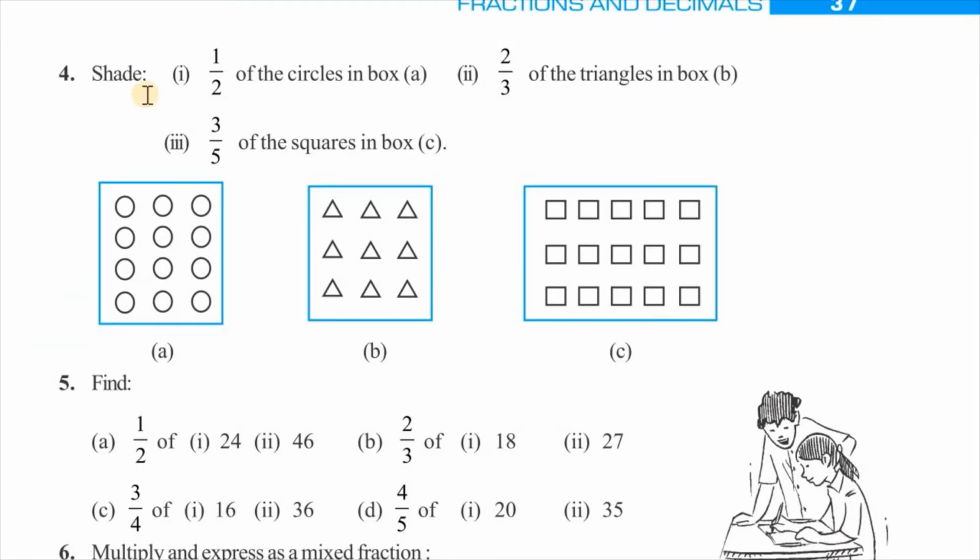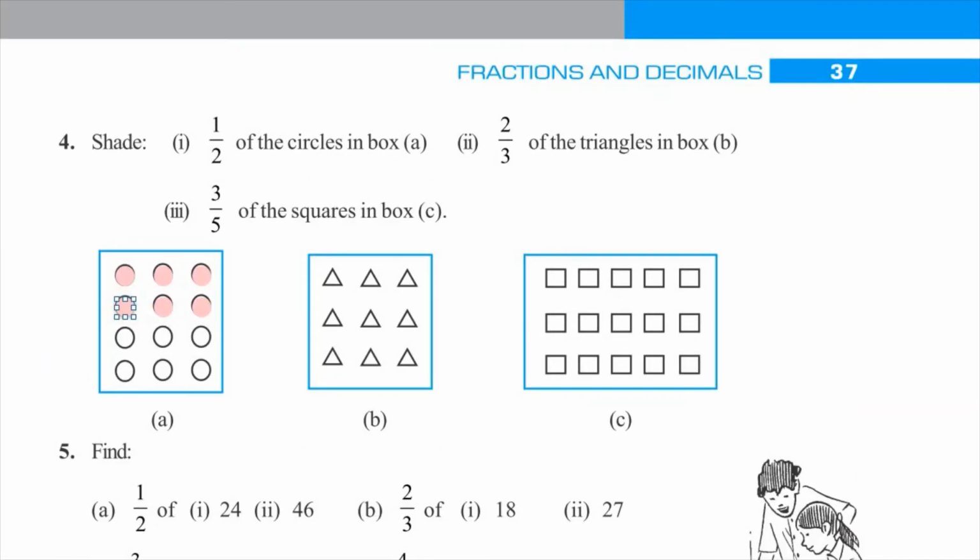Here, shade. First one, we need to shade half of the circles in box A. How do we shade them? First find out what is half of the circles. How many circles do we have? We have 3 columns and 4 rows. Therefore, we have 12 circles in total. So in order to shade half of them, we need to shade 6 of them. Let me do that for you. Here we have shaded 6 of the circles.